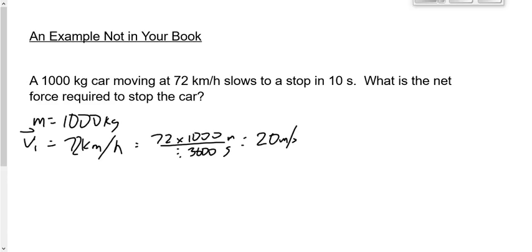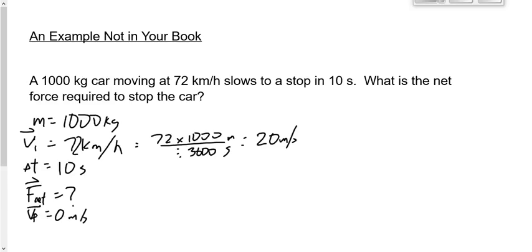My time interval is 10 seconds. And I'm looking for the net force, right? F net. Sometimes, by the way, I just write F instead of F net. If I avoid a subscript like net, then I still mean the net force. Is there anything else that I have if I read between the lines here a little bit? Yeah, the VF is 0, right? It says what net force is required to stop the car. Stop the car. VF is 0 meters per second.